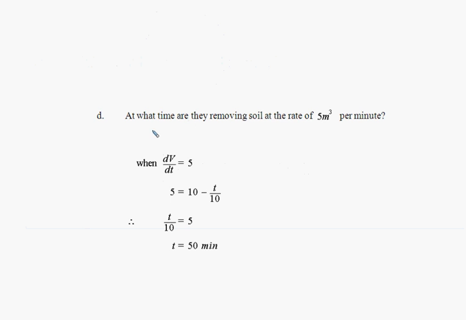And part d, at what time are they removing soil at a rate of 5 metres cubed per minute? And so V'(t) must be 5. 5 is equal to 10 minus t over 10. t over 10 would be equal to 5. So after 50 minutes, they're removing soil at a rate of 5 metres cubed per minute. So rate is the first derivative, and we've got to keep picking up on all the language.